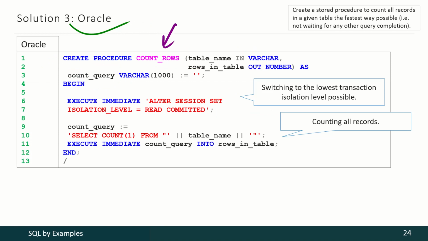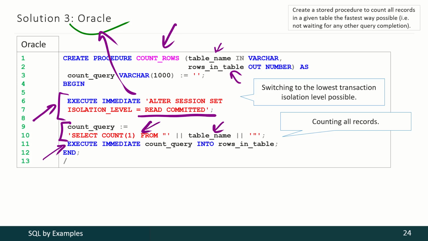Here is our procedure, here is our table name and the output parameter to store the rows count. Inside the procedure body, we have to switch the transaction isolation level to the lowest level possible for this DBMS. Then we have to compose the query to select row count from that given table, and we have to execute that query, and we have to return the result.